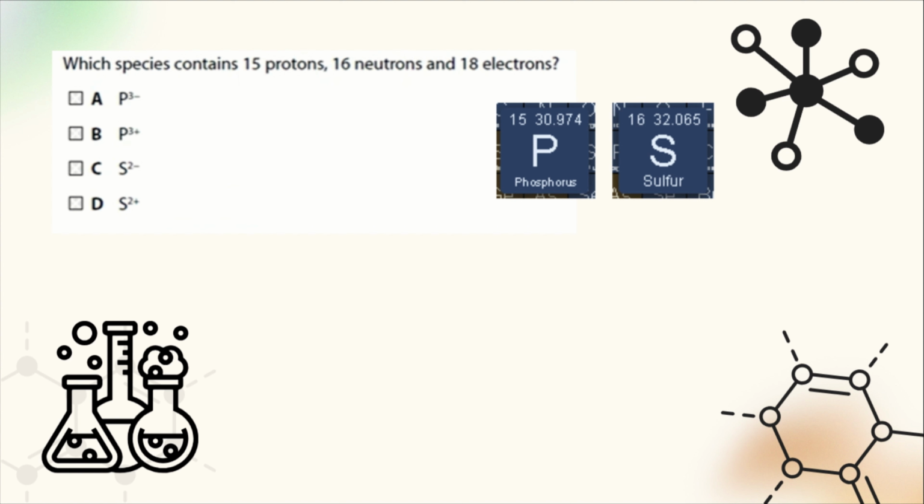16 neutrons. For neutrons, we'll have to ignore. There's nothing about isotopes or anything. We have ions, so we have to look at the electrons. Originally, we have 15 electrons, so that means the phosphorus has gained 3 electrons. So if you gain, you get a negative charge. So the answer is A.